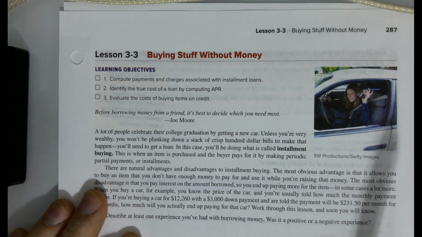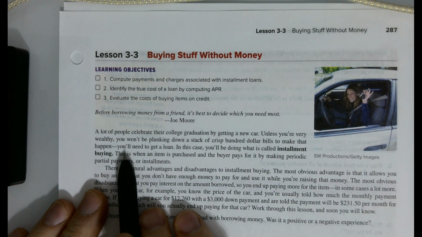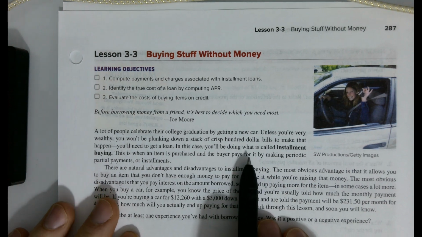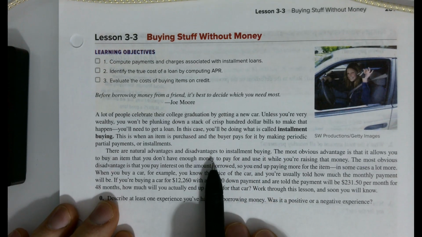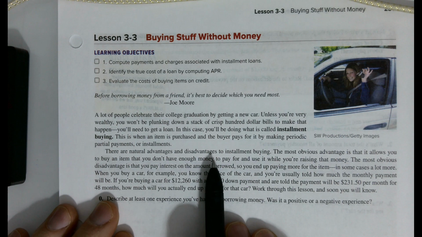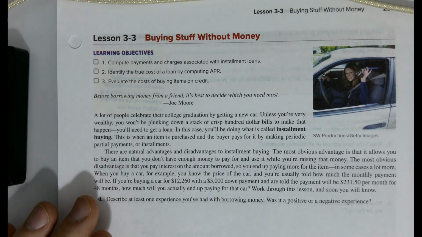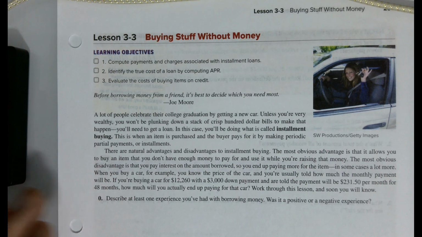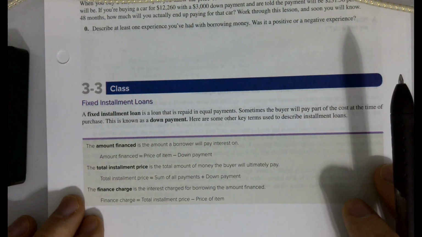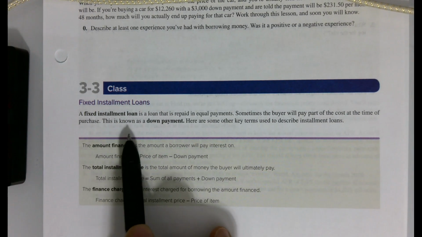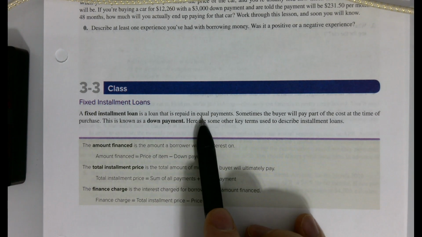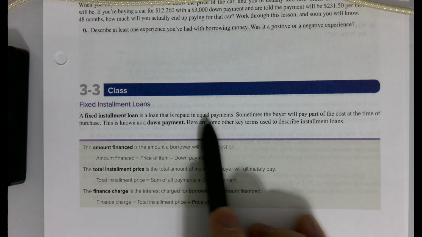So first to note, when you are buying things and you don't have the cash, you borrow the money and then you make equal monthly payments over a period of time, that's called installment buying. So there's a whole series of things that goes with this. Usually these are fixed installment loans where you have equal payments over a set amount of time.